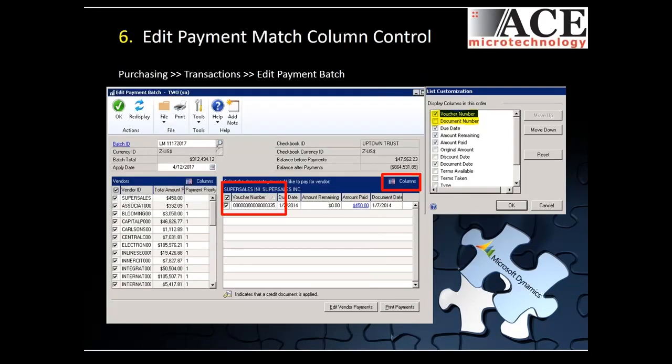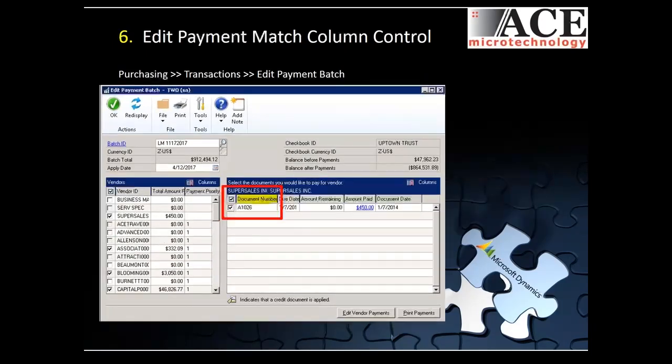Now, I don't know about you, but I don't really track by voucher number. I track by document number when I've got that document sitting in front of me. But you have a column button here on the right that pops up a list customization where you can uncheck the voucher number and check the document number. You can also add additional columns if you want to. Once you do that, then it replaces the voucher number with the document number. And now I have something that actually matches to the paper that's sitting in front of me, and I can move forward with my payments.